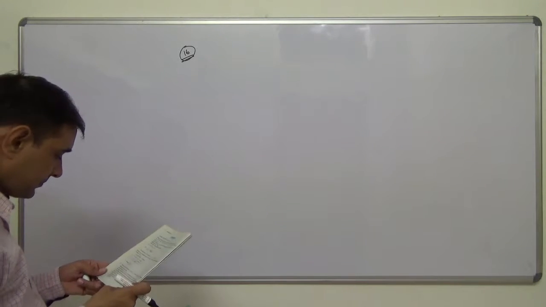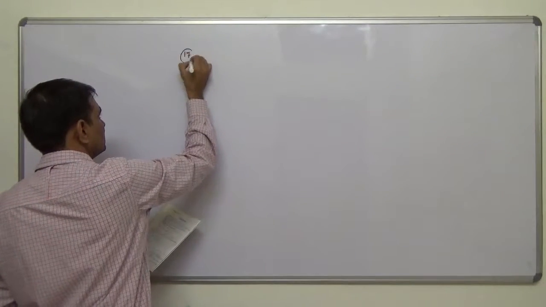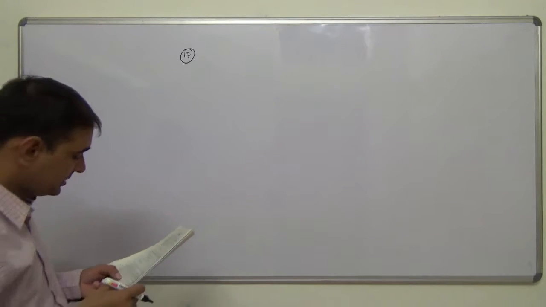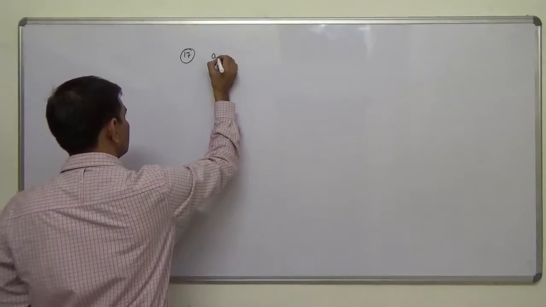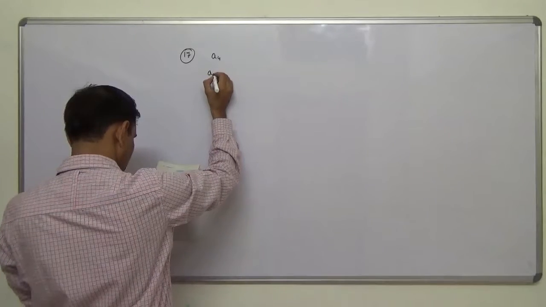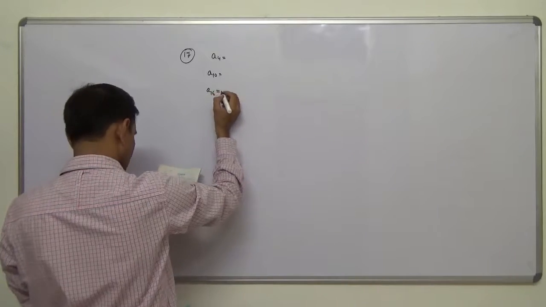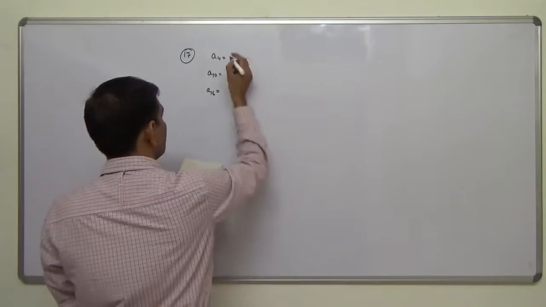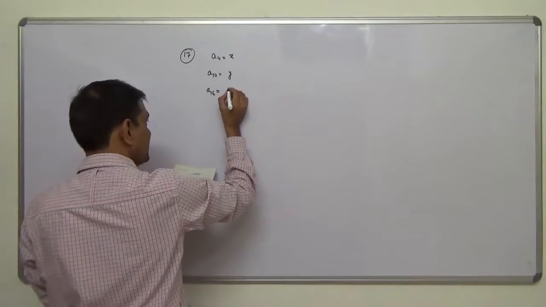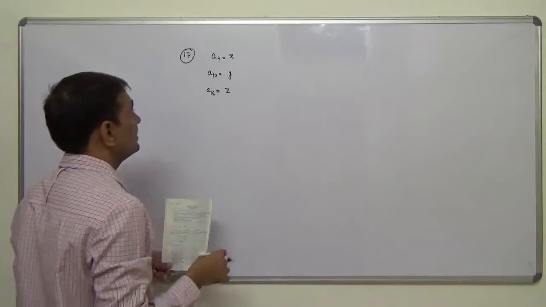Next is question number 17. If the 4th, 10th and 16th terms of a GP are x, y, z, that is, A4 is x, A10 is y, A16 is z, then prove that x, y, z are in GP.